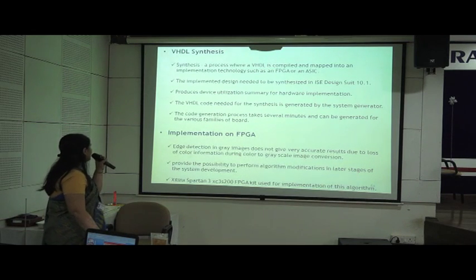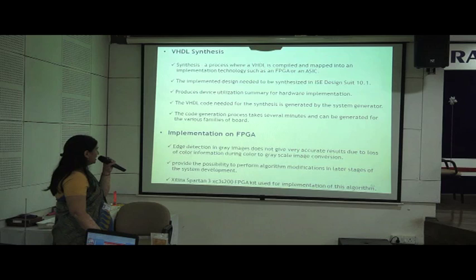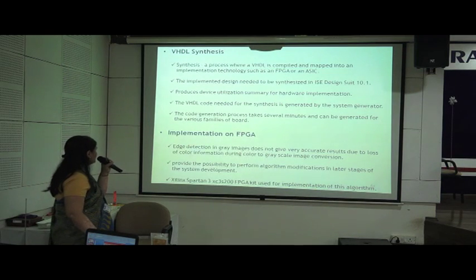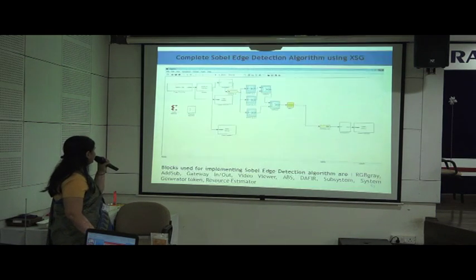In the implementation on FPGA, edge detection in grey images does not give very accurate results due to loss of color information during color to grayscale image conversion. So, the FPGA implementation provides the possibility to perform algorithm modifications in later stages of the system development.